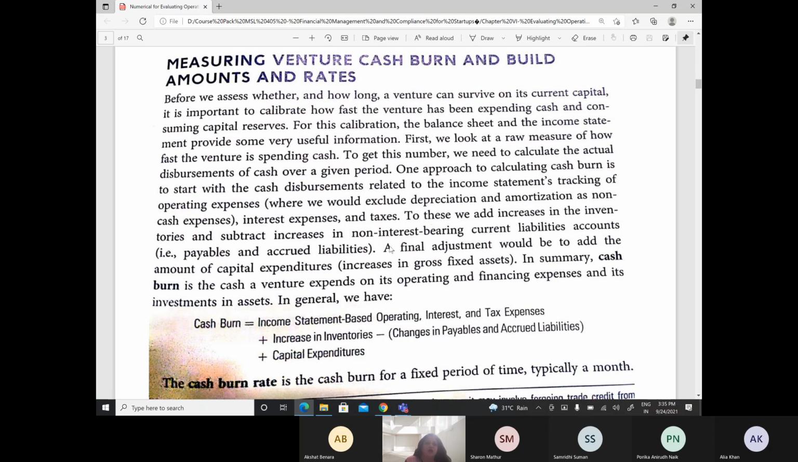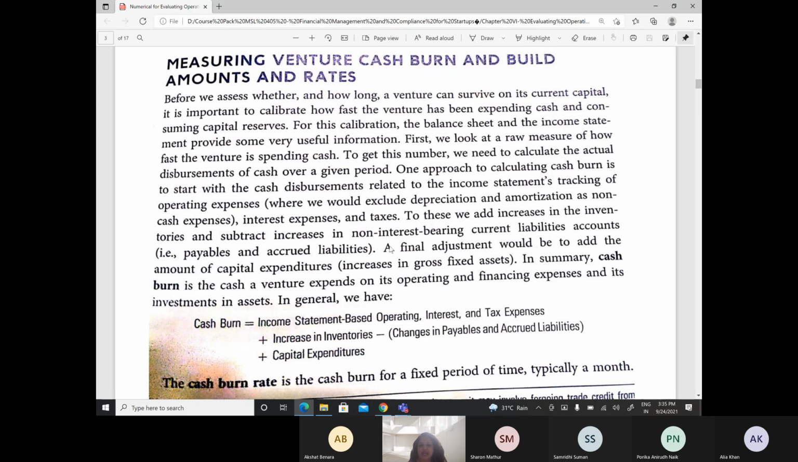Thank you. Okay, so before we assess whether and how long a venture can survive on its current capital, it is important to calibrate how fast the venture has been expending cash and consuming capital reserves. For this calibration, the balance sheet and the income statement provide some very useful information. First, we look at a raw measure of how fast the venture is spending cash. To get this number, we need to calculate the actual disbursements of cash over a given period.